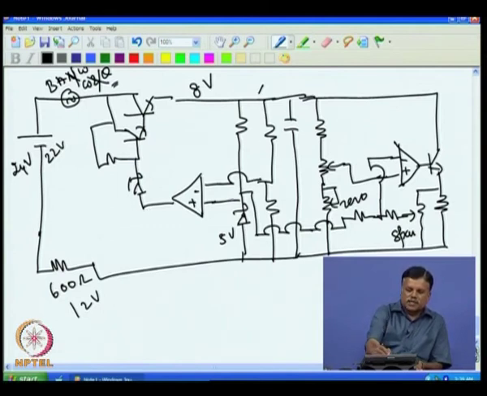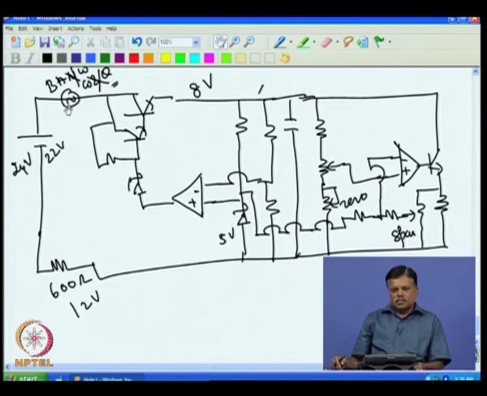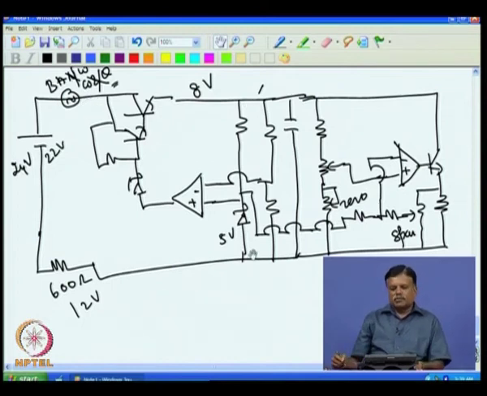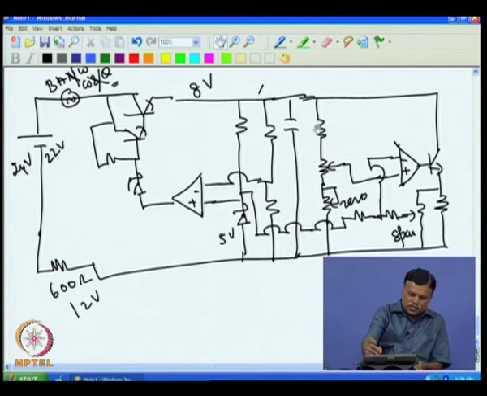So, since this is faster than 50 hertz, and it is essential to remove the noise, the frequency response of this loop should be much higher than the noise pickup. Then with the noise pickup, the output voltage, this 8 volt, will not have any AC component, and this 8 volt will remain constant. So, the noise voltage will not create any problem in the circuit, because if there is no noise voltage here, this is correct and this is correct.